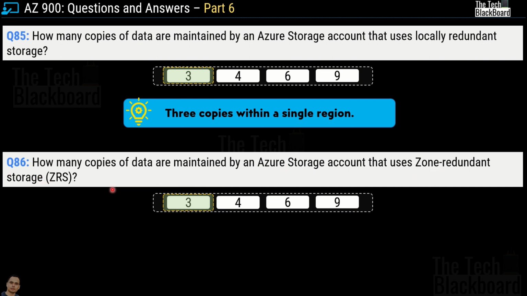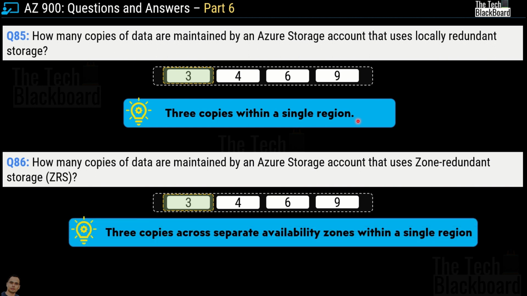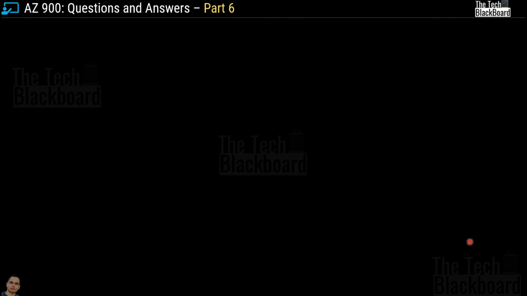Now you might be thinking, what exactly is the difference between locally redundant storage or LRS and zone redundant storage or ZRS? Well, as I just told you, in case of LRS, the 3 copies are maintained in a single region. But on the other hand, in case of ZRS, the 3 copies are maintained across separate availability zones within a single region. And now let's move on to the next question.